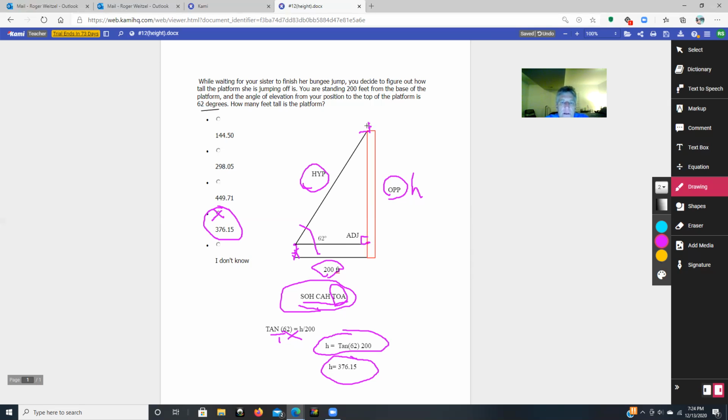So here's your sister up here, brave little thing. And she's just going to jump. Ooh. And I'm not sure how far down she goes, but she is standing on a platform that's 376 feet. So hopefully the bungee cord is shorter than that.